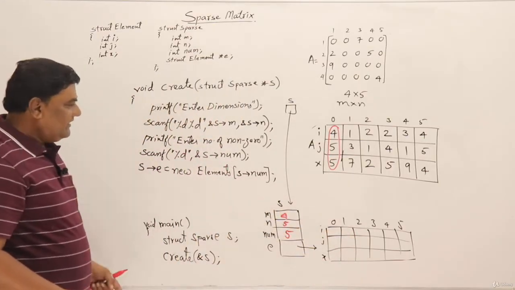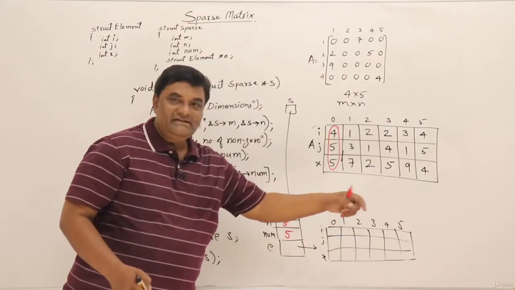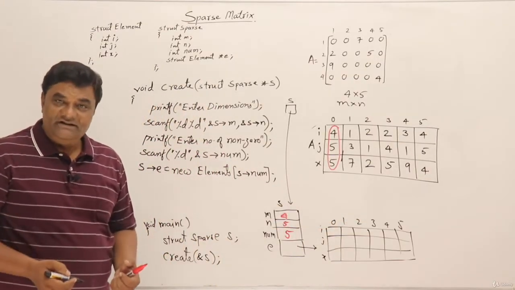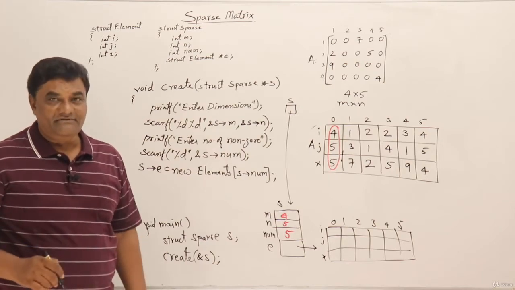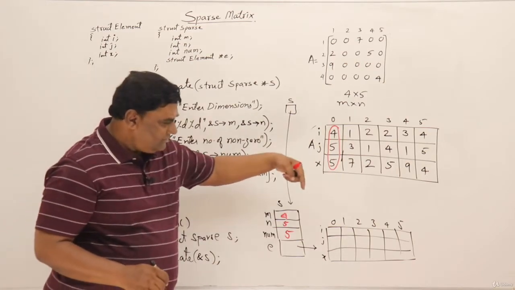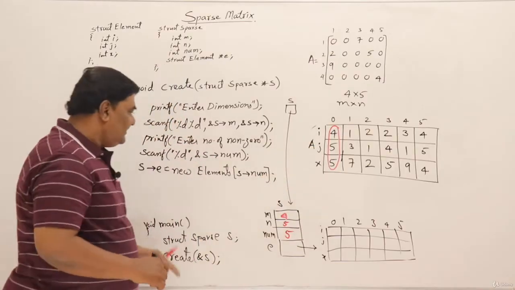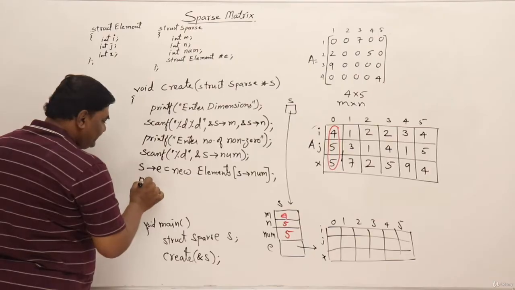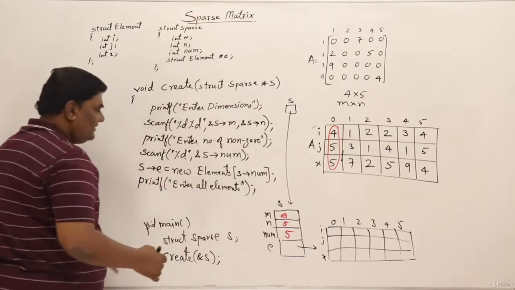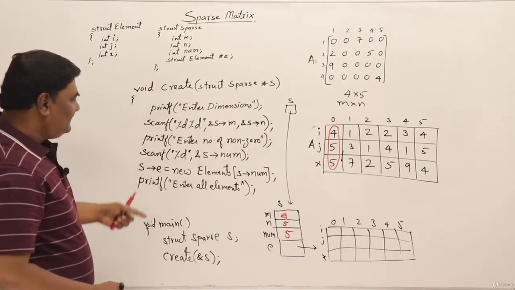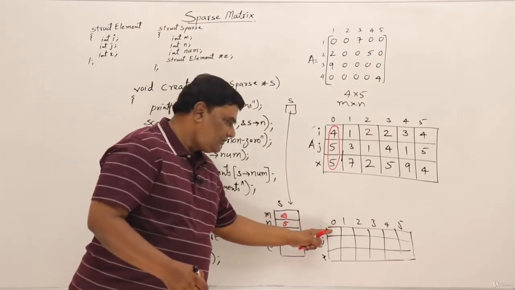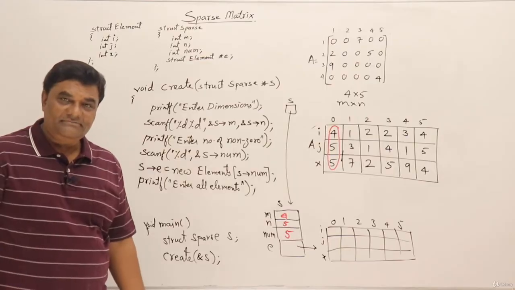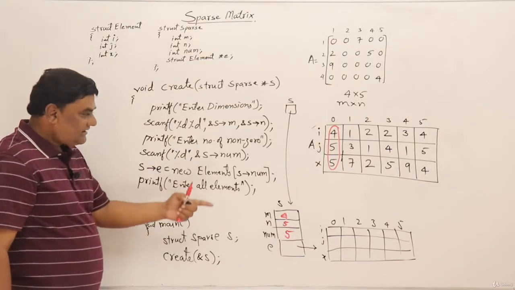So this is ready. Then I have to fill all these elements one by one. So I can say "enter all non-zero elements" and read all of them one by one. For that I can use a for loop. So let us write the code here. printf enter all non-zero elements. And these elements each will have a row number, column number and the element itself. So I have to read all 3 values for each element, using a for loop.